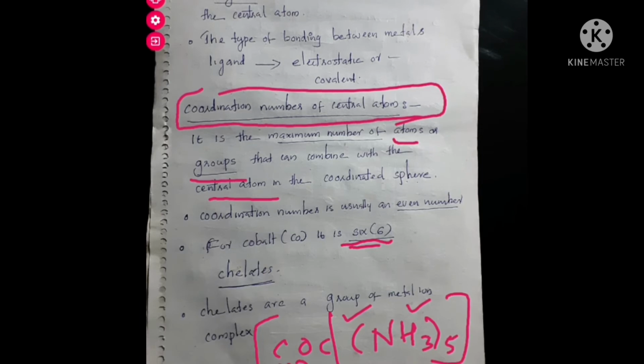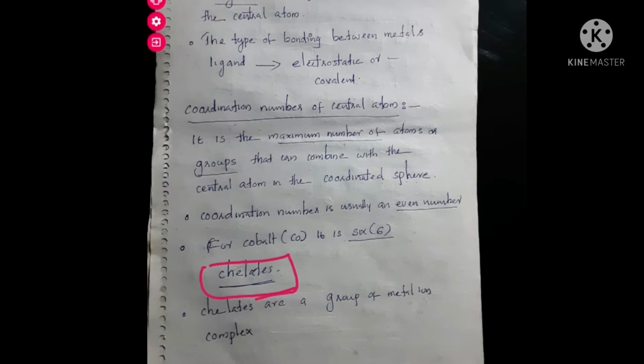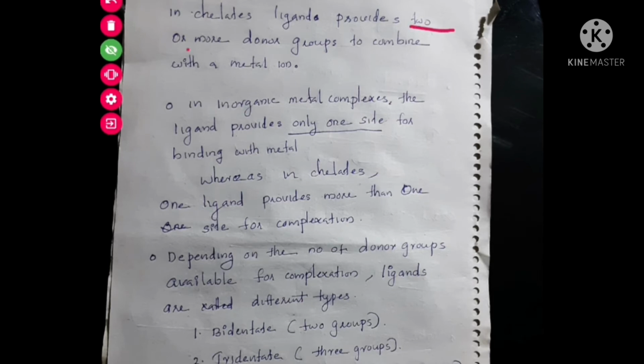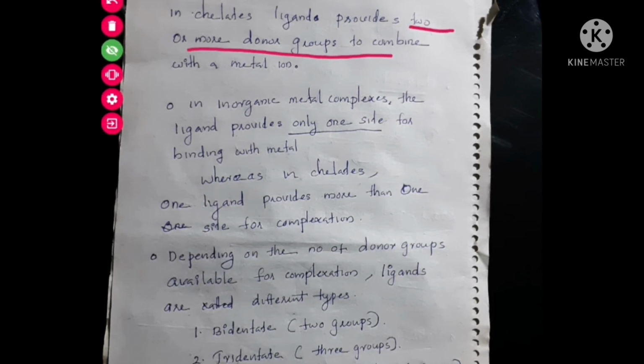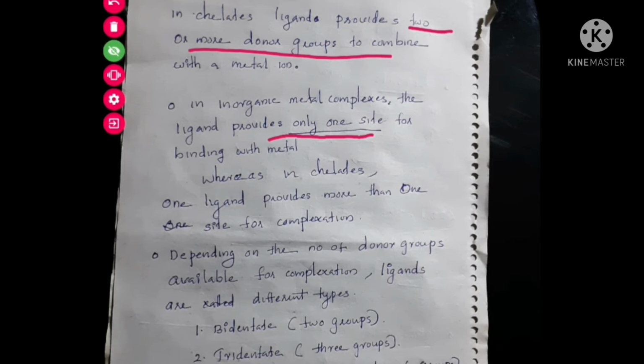Now move on to another type of metal complex, that is chelates. Chelates are a group of metal ion complex. In chelates, the ligand provides 2 or more donor groups to combine with a metal ion. But in the case of inorganic metal complexes, the ligand provides only one site for binding with a metal.